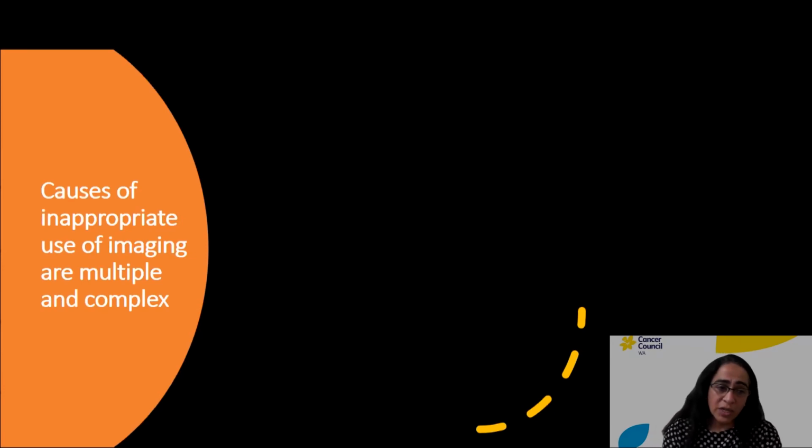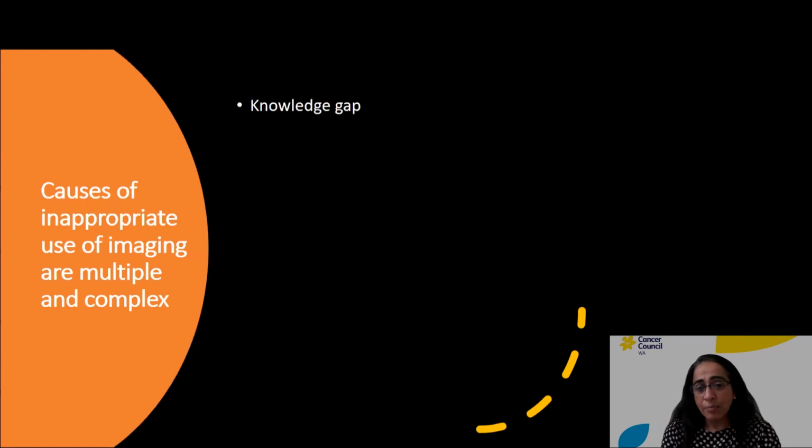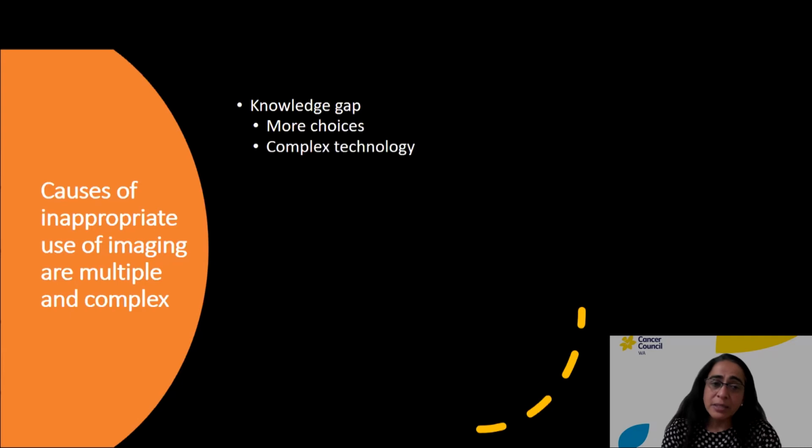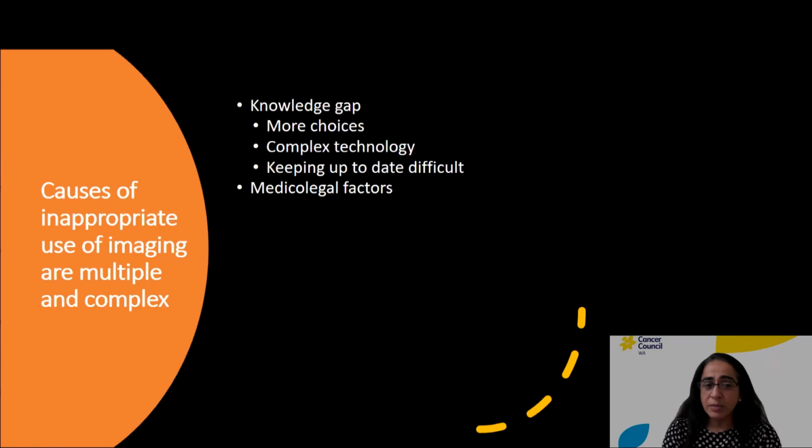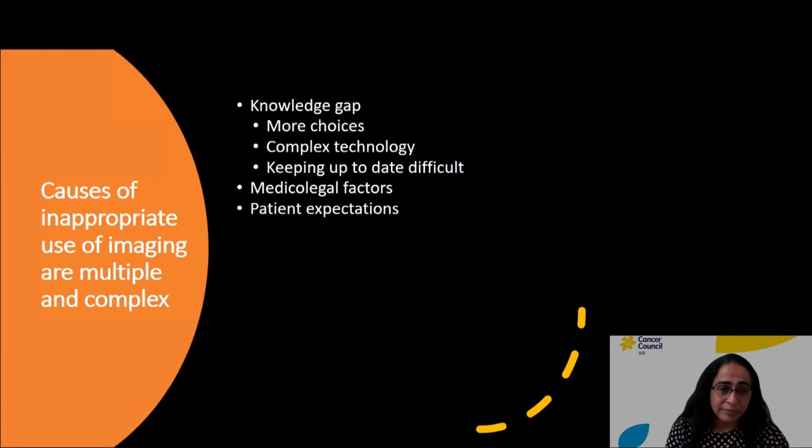The causes of inappropriate imaging are often complex, and there are multiple. Knowledge gap being one of them. These days, technology is rapidly evolving. It is more complex. There are lots of choices. Keeping up to date is becoming difficult. Other times, it's the medicolegal factors that drive doctors to perform lots of tests, the fear of litigation being the reason behind it.